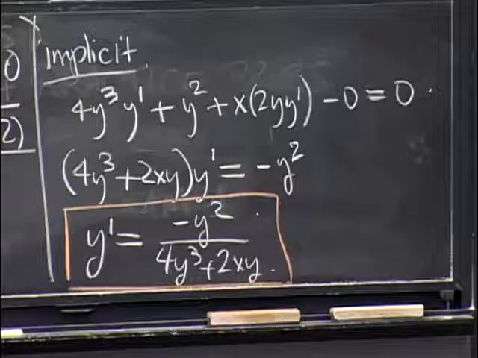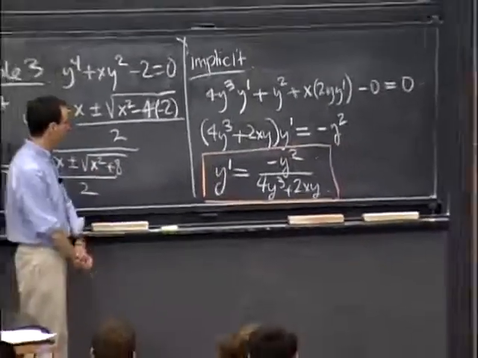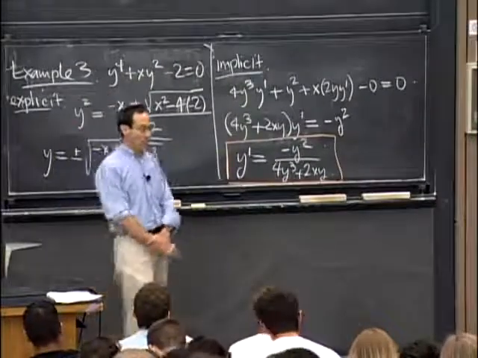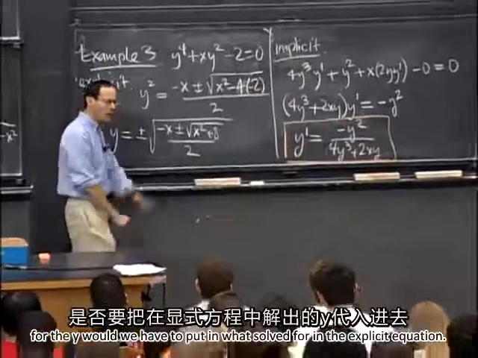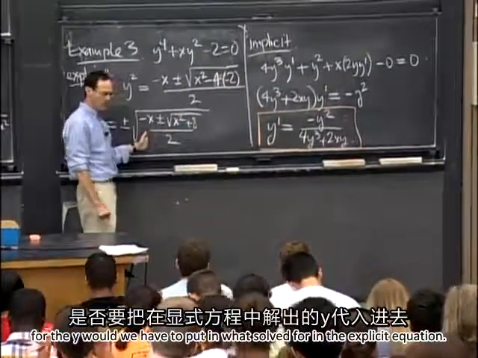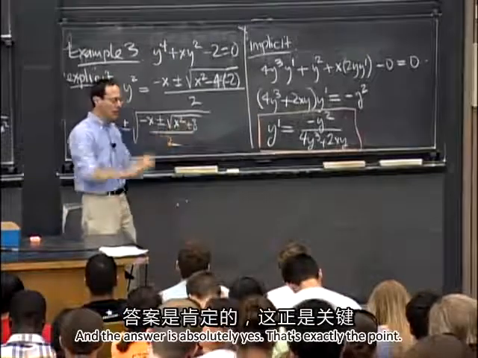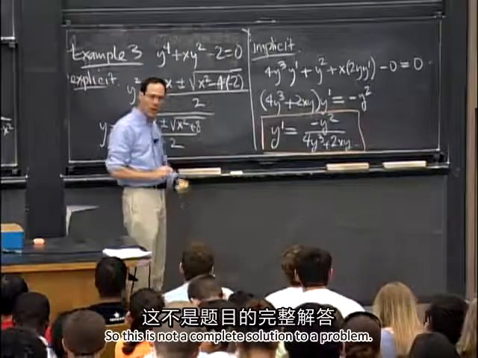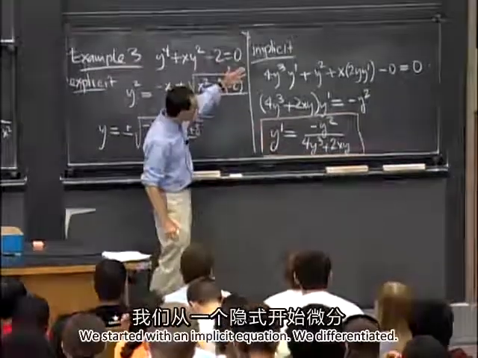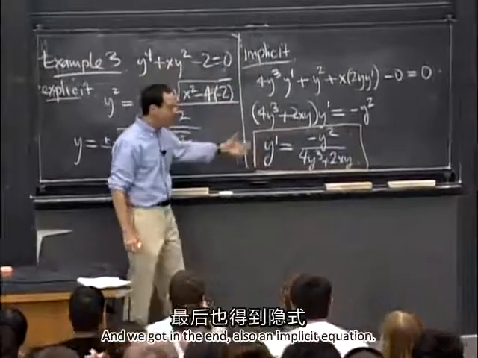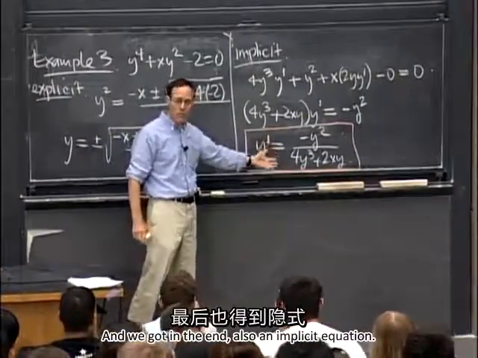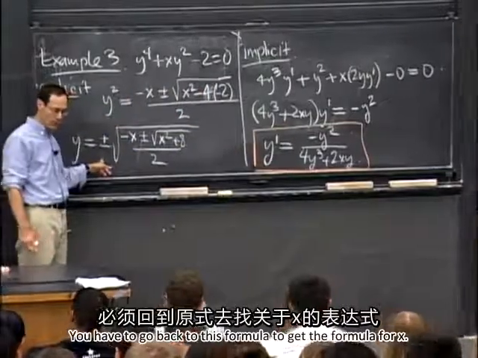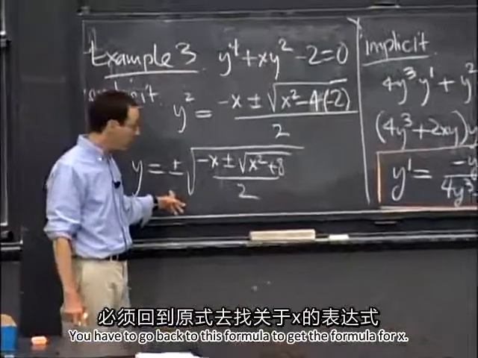Do you have a question? For the y, would we have to put in what you solved for explicit? So the question is, for the y, would we have to put in what we solved for in the explicit equation? And the answer is absolutely yes. That's exactly the point. So this is not a complete solution to a problem. We started with an implicit equation, we differentiated, and we got, in the end, also an implicit equation. It doesn't tell us what y is as a function of x. We have to go back to this formula to get the formula for y.